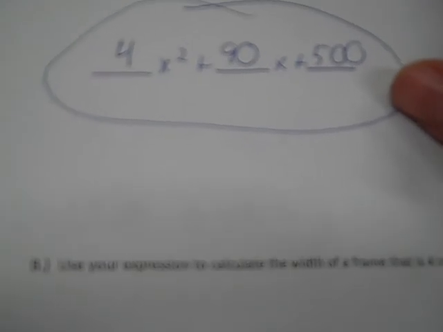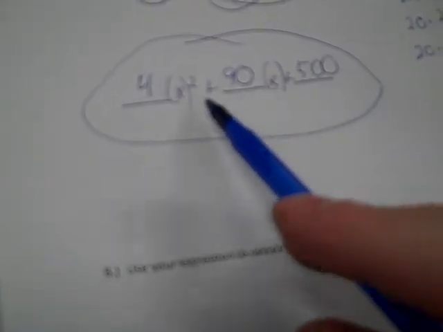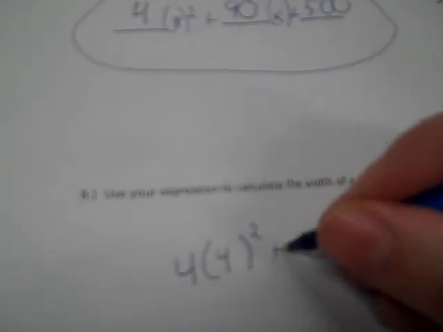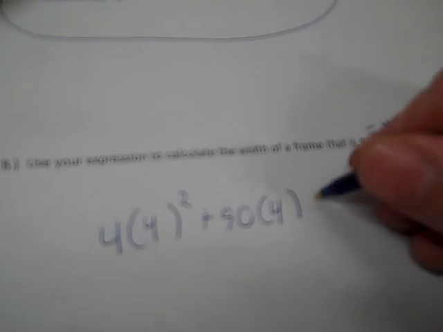Now part B: use your expression to calculate the width of a frame that is 4 inches. So it's 4 inches. What that's telling me is that this frame, the frame's the outside part, is 4 inches wide. So 4 is going in place of the x, both of them. So I parenthesize these x's, both of them. And now I'm going to empty the parentheses. So I have a 4, and then a parentheses, and in that parentheses we'll be putting 4 to the second power plus 90, and then in that parentheses I put 4, but there won't be a second power on that, and then after that I have to add the 500.